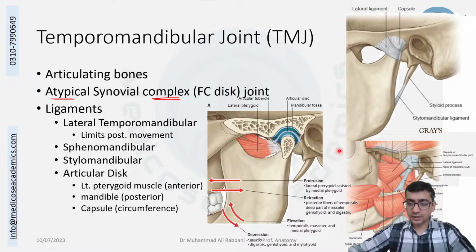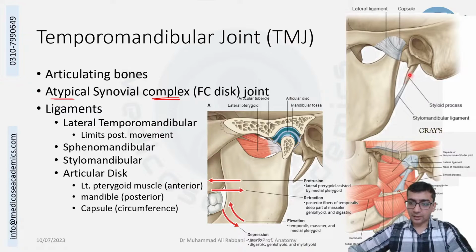Then there is sphenomandibular ligament. We just saw it in the 3D model. It is coming from the sphenoid, spine of sphenoid, and it is inserting into the lingula of the mandible, and it is sphenomandibular ligament. And we are left with the stylomandibular ligament. These two ligaments, the sphenomandibular and the stylomandibular, are not directly linked to the mandible itself. They are away from it, but they ultimately keep the mandible in its place.